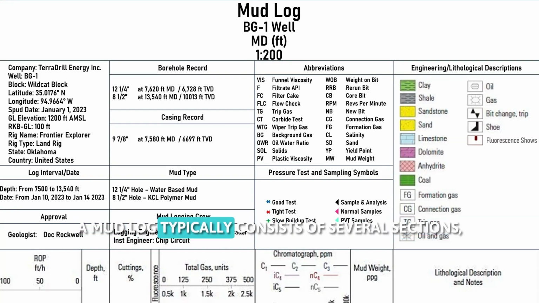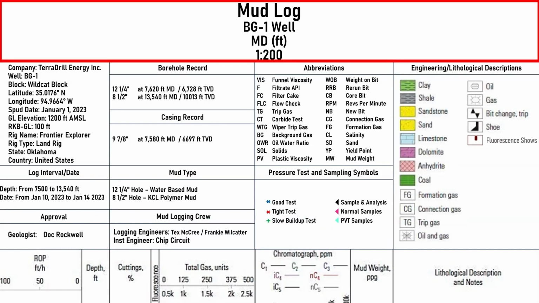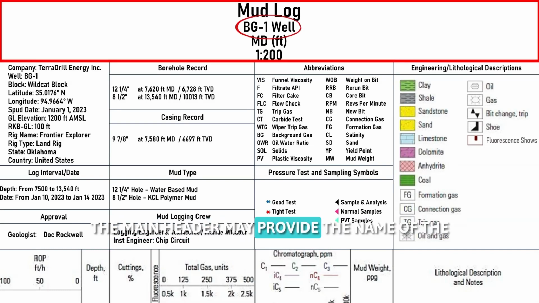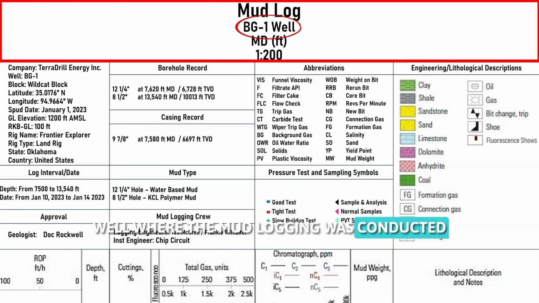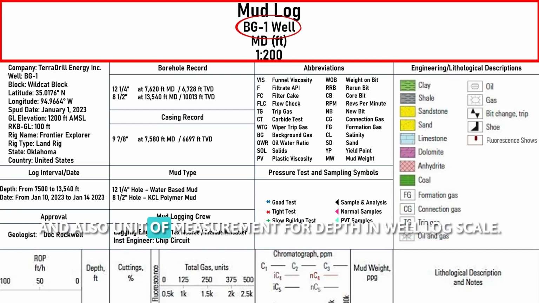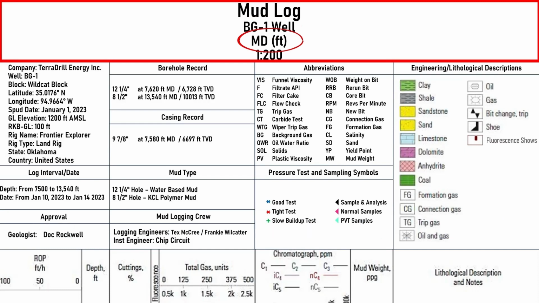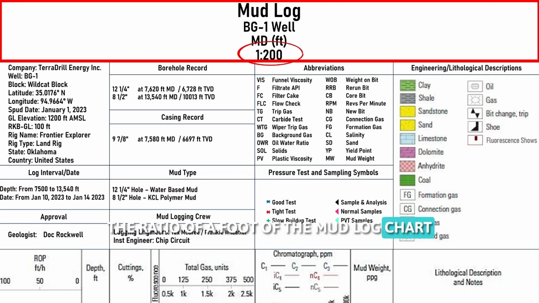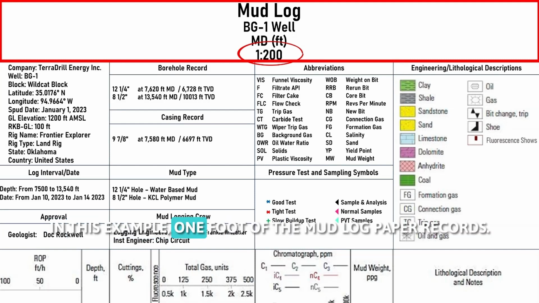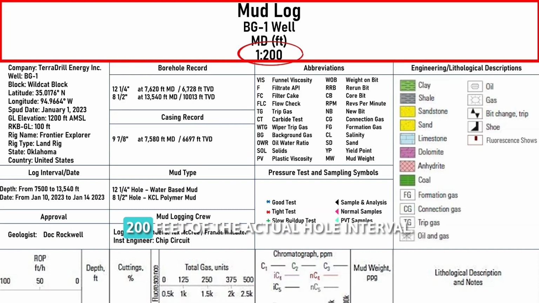A mud log typically consists of several sections, such as the main header. The main header may provide the name of the well where the mud logging was conducted, and also the unit of measurement for depth in the well log scale. The well log scale represents the ratio of a foot of the mud log chart to that of the actual logging interval. In this example, 1 foot of the mud log paper records 200 feet of the actual hole interval.